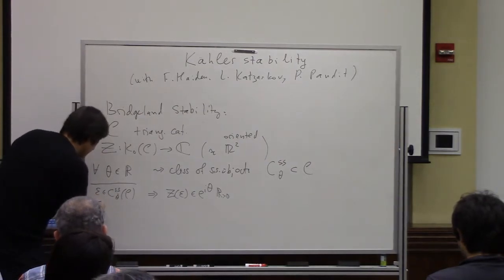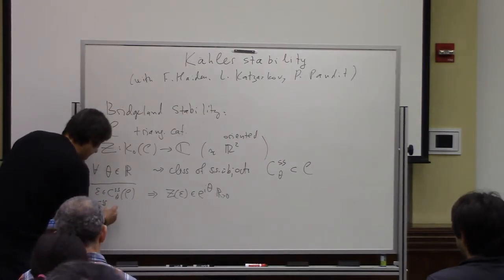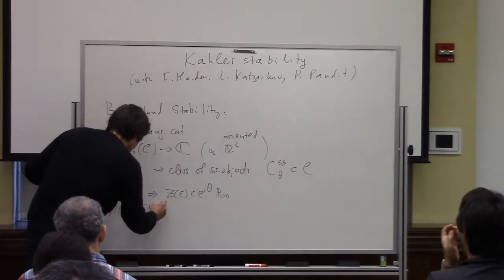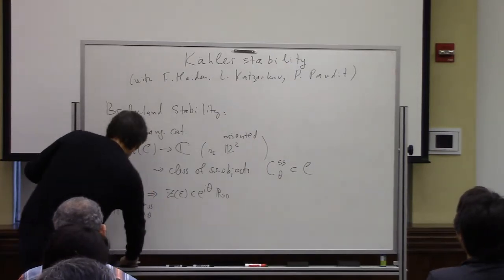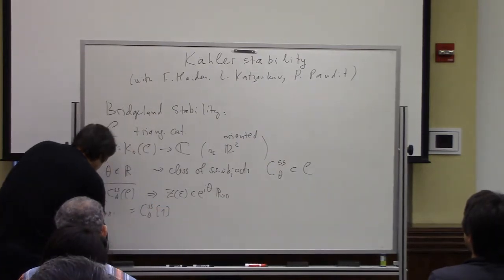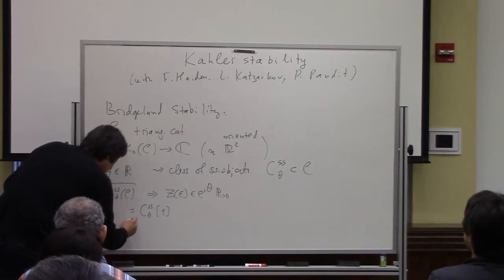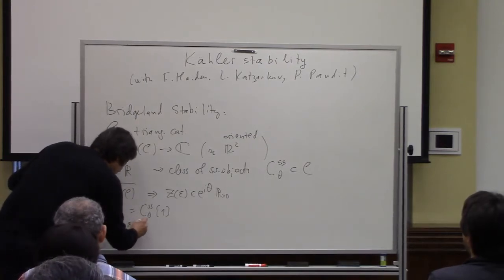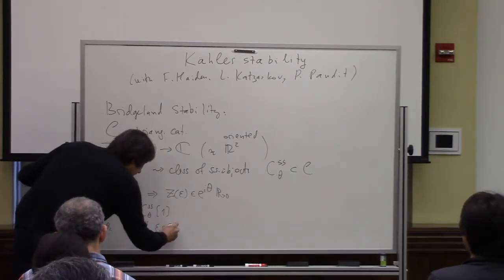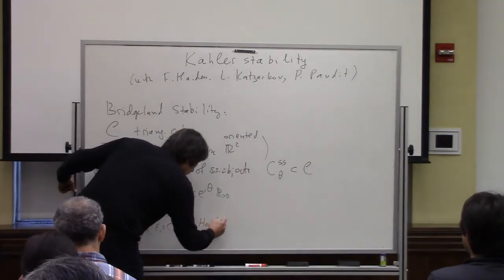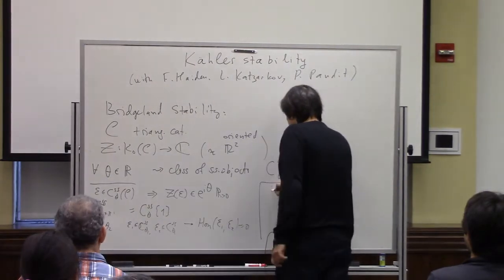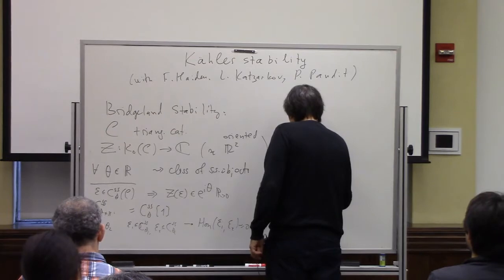And if you shift theta by pi, you get the same thing shifted by 1. Oops, sorry. If theta 1 is bigger than theta 2, and you have objects of slope theta 1 and theta 2, then Hom from E1 to E2 is 0. And finally, this main axiom: the existence and in fact uniqueness of Harder-Narasimhan filtration.